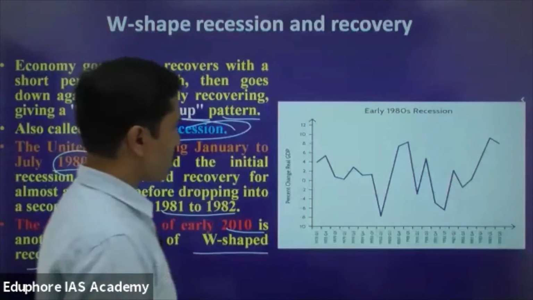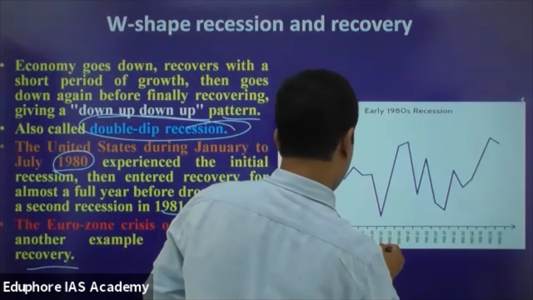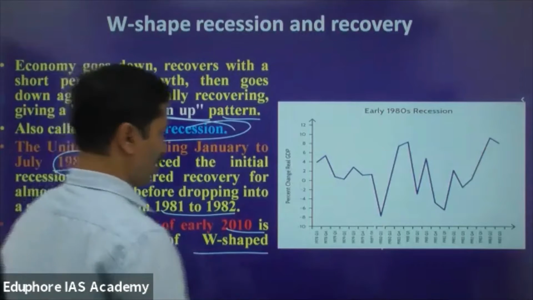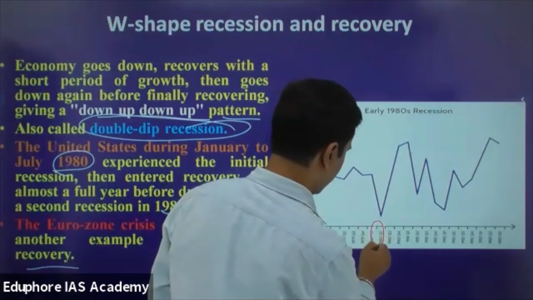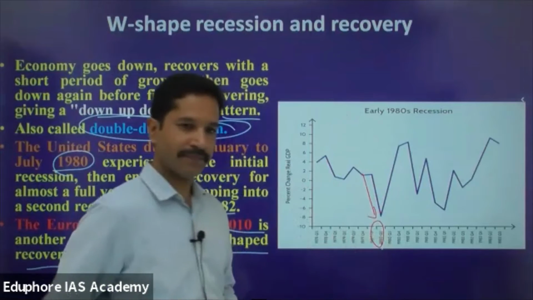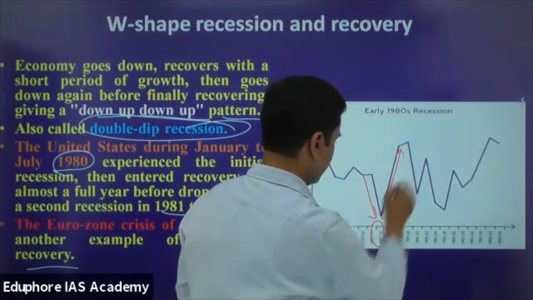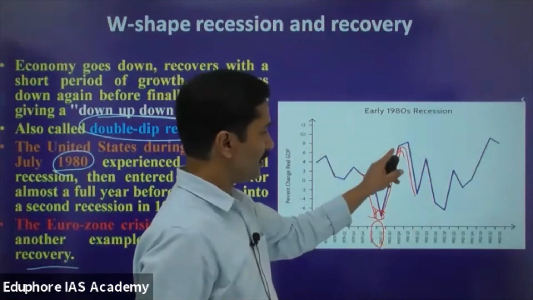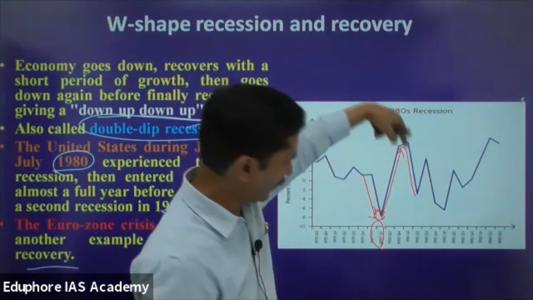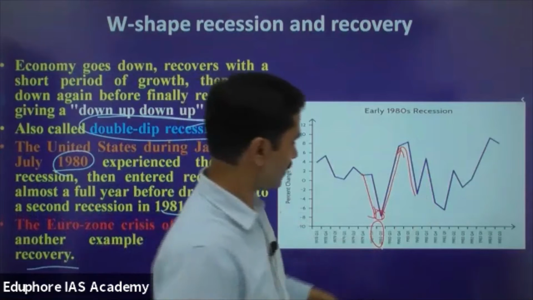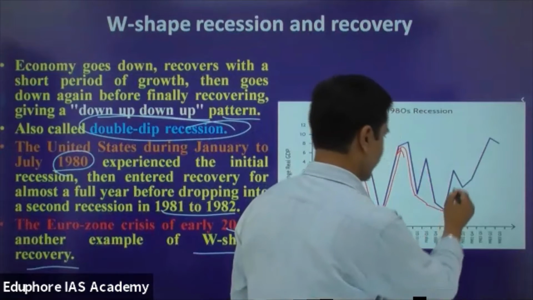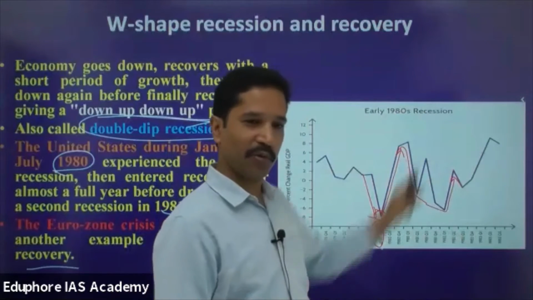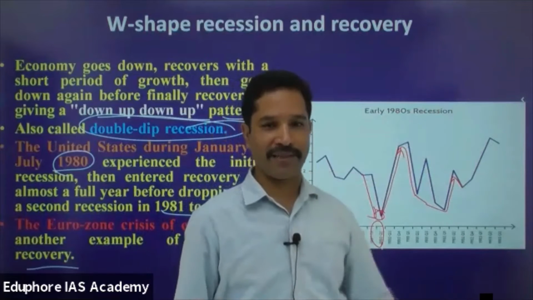So you see, economy goes down, 1980 quarter two. Now this is again American economy, 1980 quarter two. Economy goes down, goes up immediately after hitting the bottom. Then again, after hitting the top, it goes back down. ठीक है, फिर नीचे काफी देर रह के फिर it goes up. So W-shaped recovery. Goes down, goes up, goes down, goes up. Double dip recession.